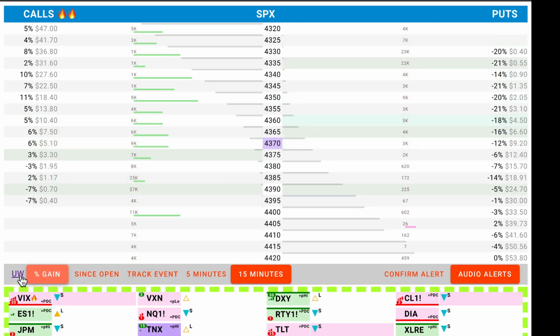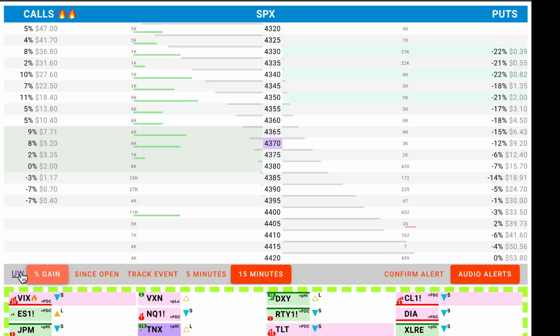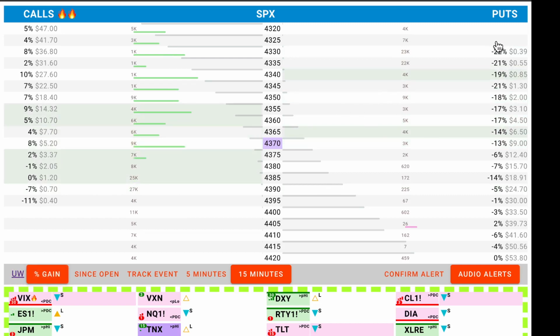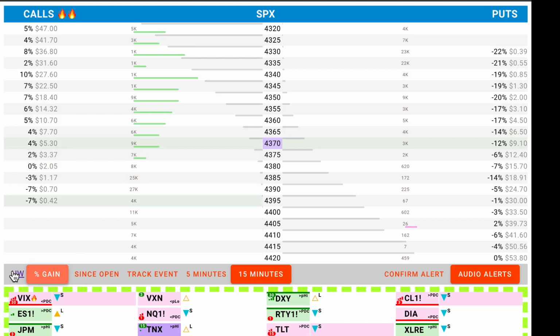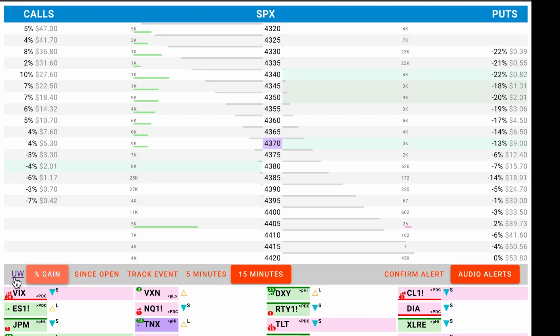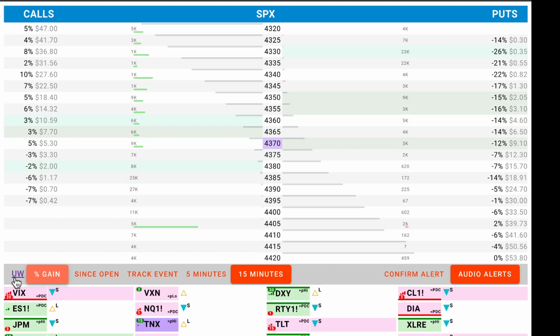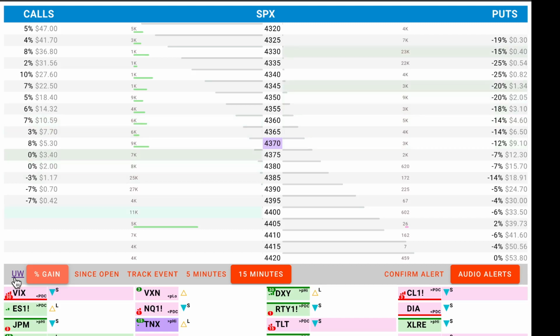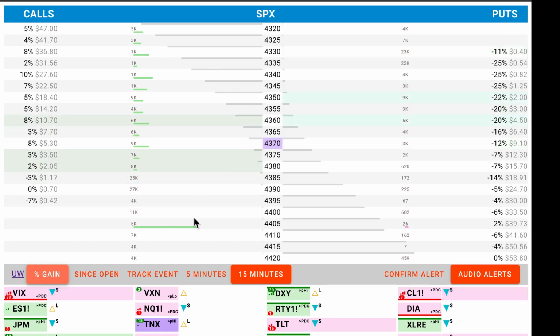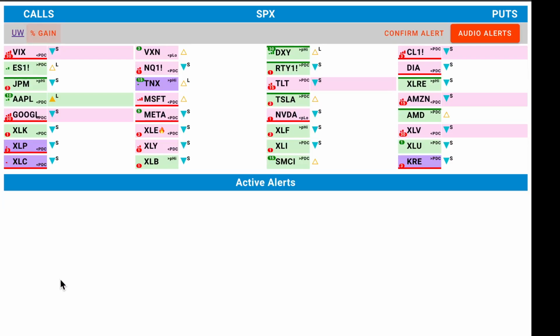Then we also have a link here to Unusual Whales. Let me just close that. With Unusual Whales, that's just something that Sadie created that will track the best performing contracts on SPY or SPX for today. So that can help you with that as well. I'm going to close that out.